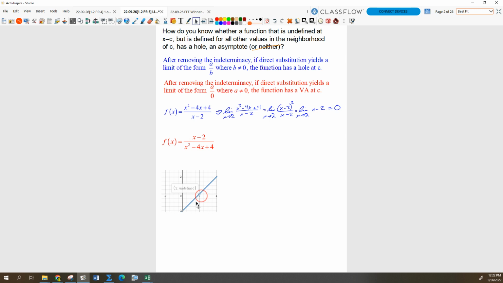If you have an indeterminate limit, and when you resolve the indeterminacy, when you cancel, you get a finite answer like zero. Zero is just a number. Then it's a hole. Okay, so that's what we're going to look at.